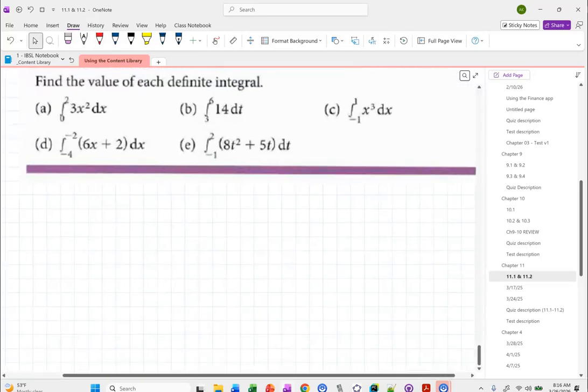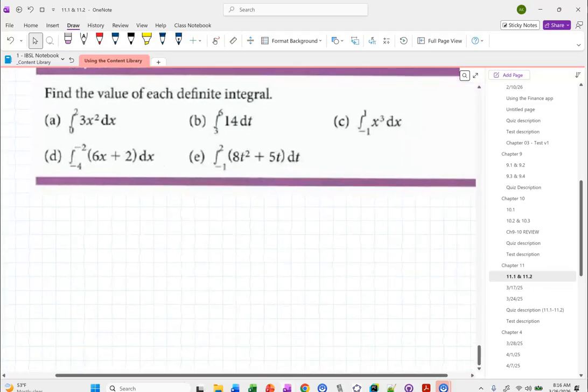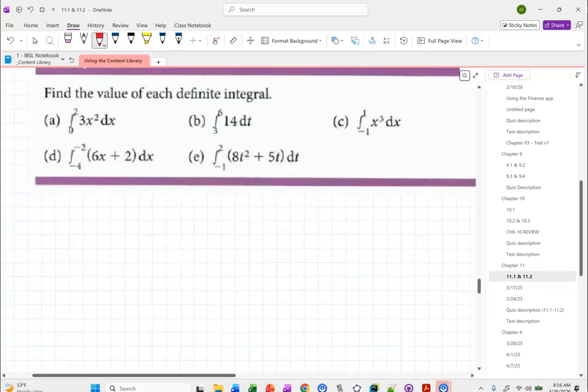All right. So we've got a couple of examples. We'll do one or two of these to make sure we've got the hang of things. We've got letters A through E. Lucy, what's your favorite letter here? E. Okay.